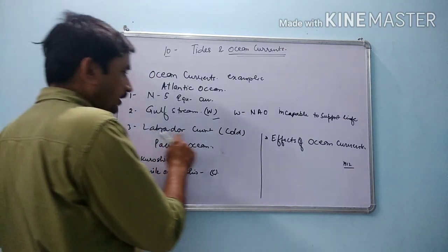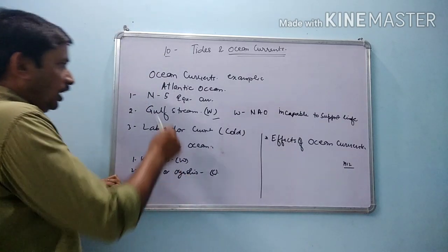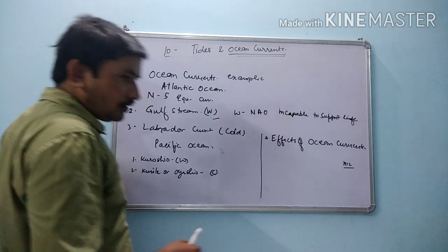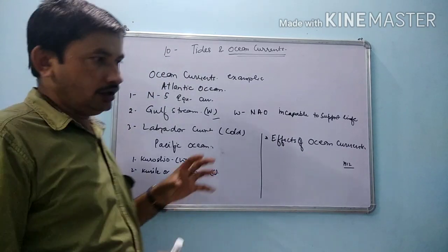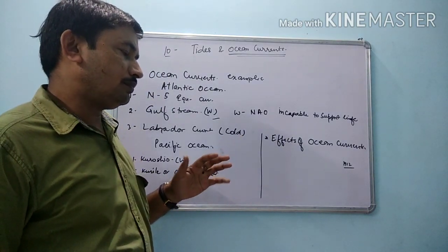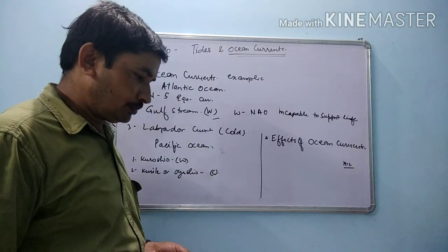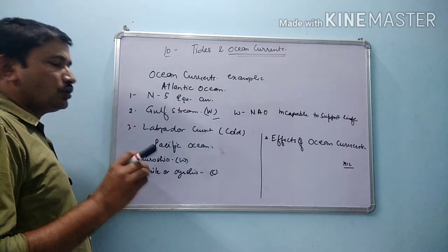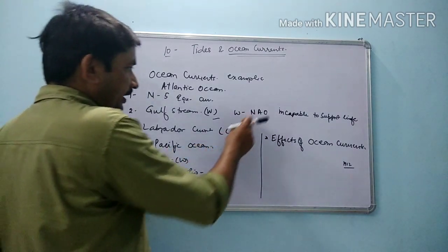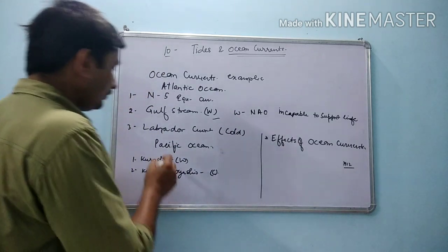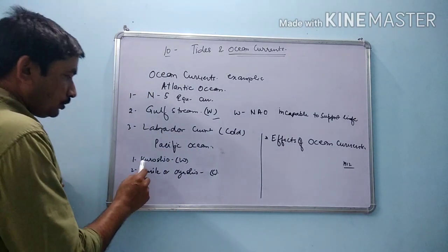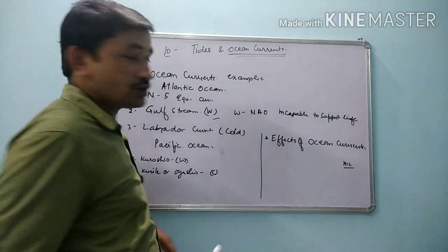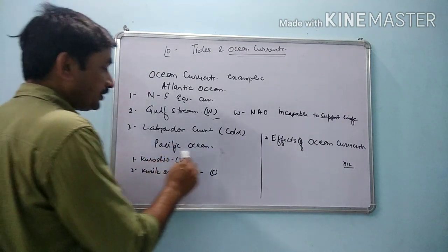Next one is Labrador. It is a cold ocean current of the Atlantic Ocean. It supports life. When both currents meet, the milder temperature is good for both. Pacific Ocean example: Kuroshio is a warm ocean current, and Oyashio is a cold ocean current of the Pacific Ocean.